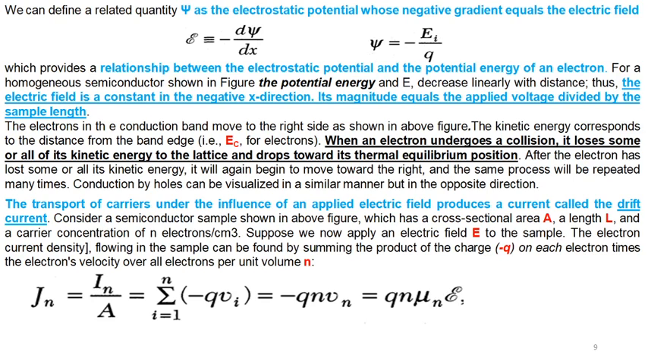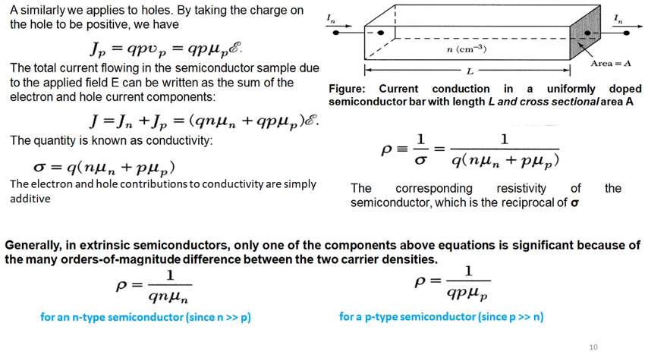Current density in general form is J equals I by A. Here Jn represents the current density for electrons, and In is the current due to the electrons divided by area. This equation can be written as Jn equals q n mu n E, where q is the charge, n is the electron concentration, mu n is the mobility of electrons, and E is the applied field. Now just see this figure.